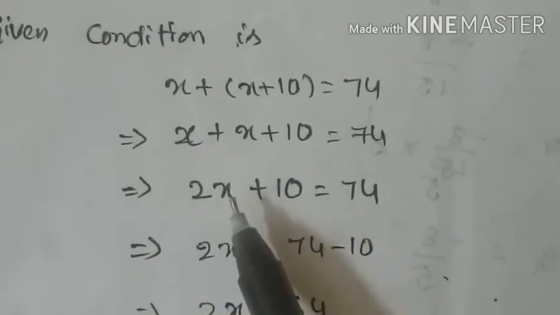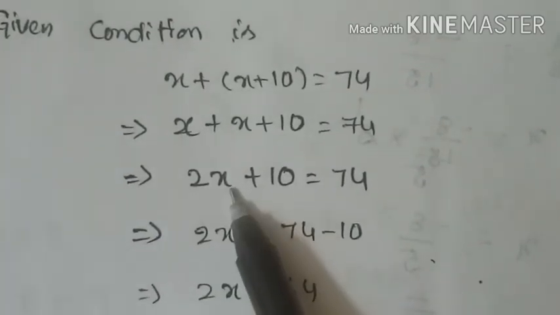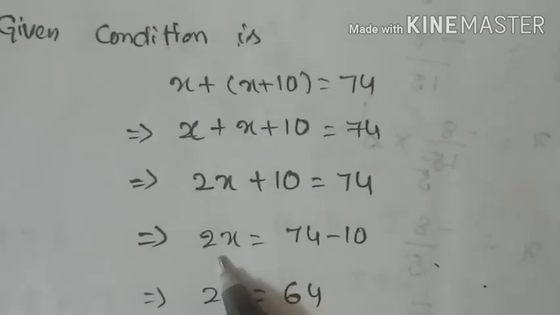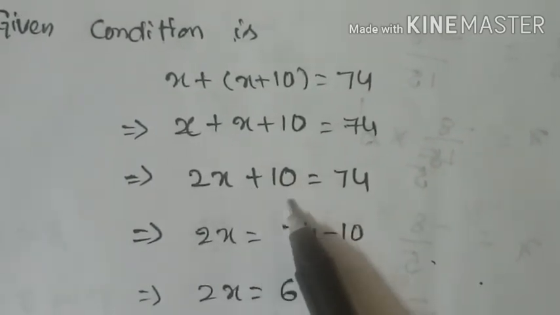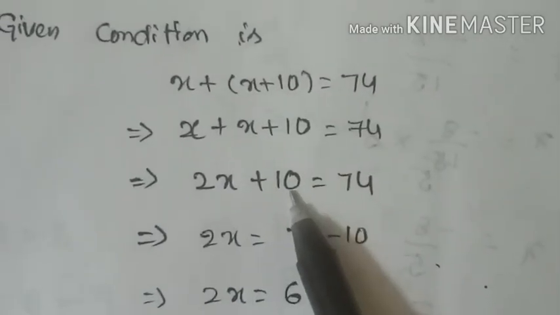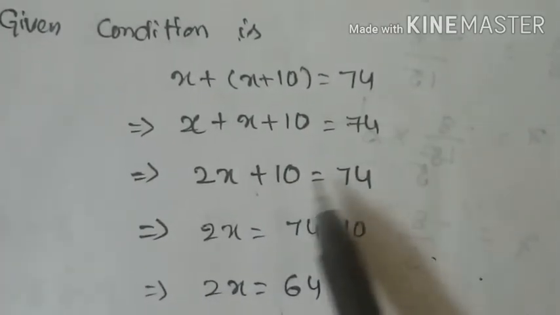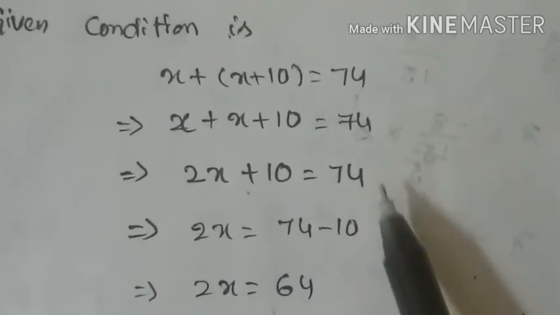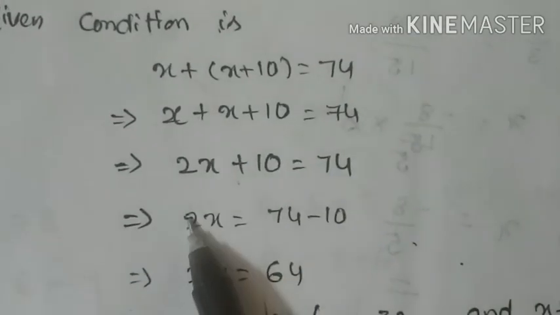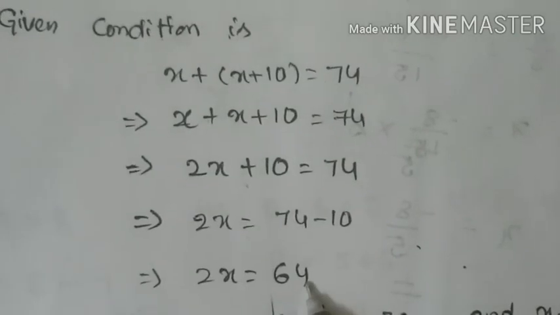First of all, let the variable values stay on the left hand side. So what is the variable value? 2x. So 2x I leave at LHS is equal to, what is the constant? Separate the variables and constants. So what is here? Plus 10. If I transpose plus 10 from LHS to RHS, it becomes minus 10. That means 74 minus 10. Is it clear? Yes. Next, 2x is equal to 74 minus 10, which is 64.